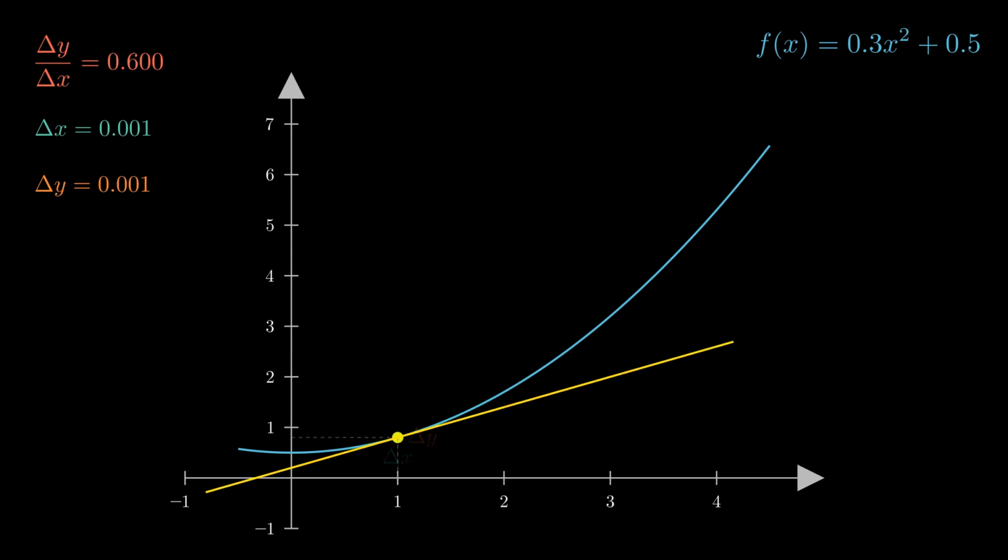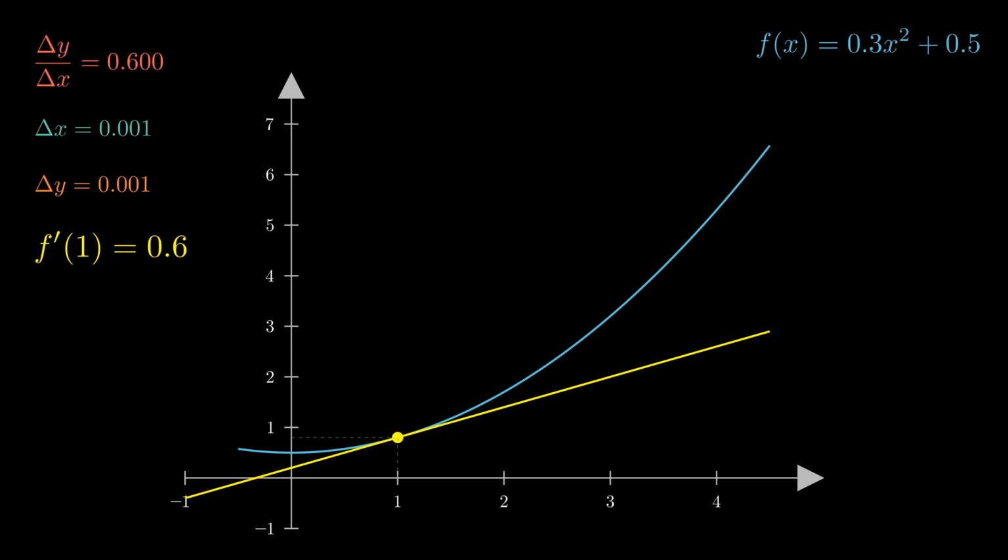The points are extremely close now. Delta x is almost 0. A little closer, about 0.603. It is approaching a number. Do you see it? The slope is settling toward a value. Delta x is almost 0. Delta y is almost 0 as well, but their ratio approaches about 0.6, and that is the moment.